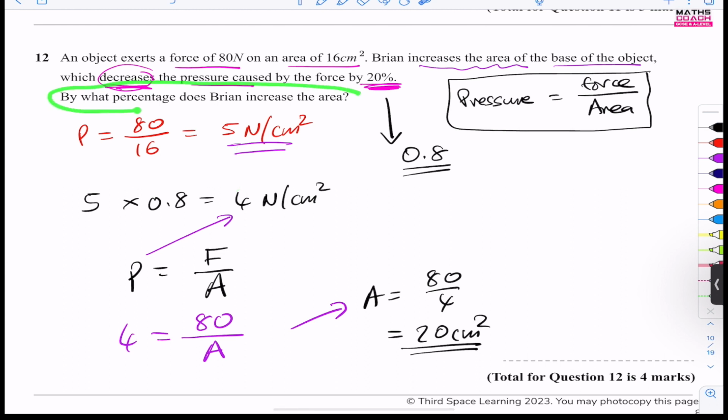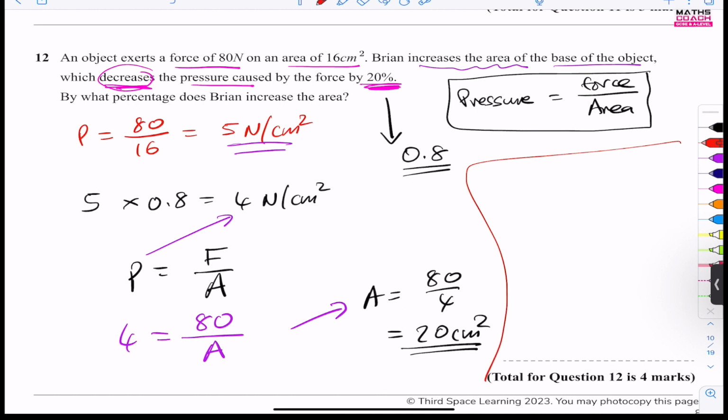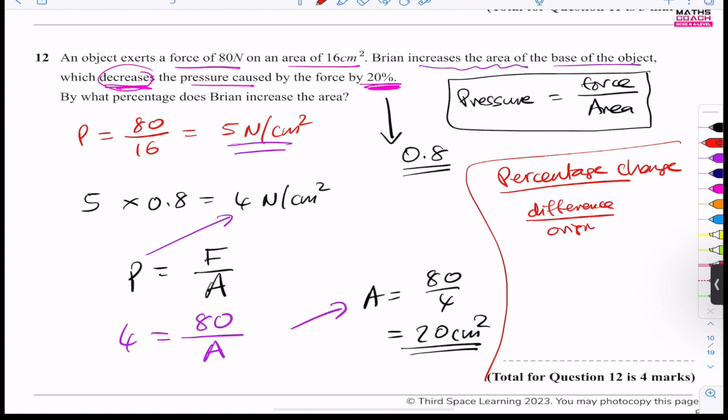But the question says, by what percentage does Brian increase the area? So to do that, let's just box this around here. So we are working out the percentage change, okay, the percentage change. And to work out the percentage change, we do the difference divided by the original amount times by 100%.